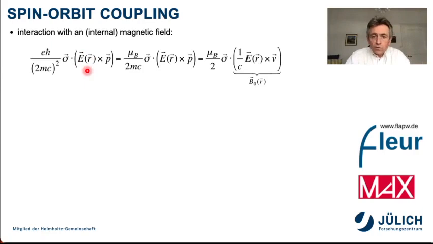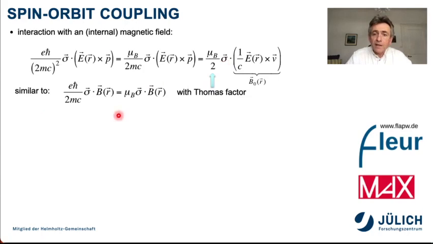And when an electron moves through this electric field now with some momentum P, then it sees this as a B field, Lorentz transformed, and this B field couples then to the spin of the electrons. So we can write it as a sigma dot P term, like the interaction with the external magnetic field, and we have in addition this Thomas factor of 1/2 appearing here.